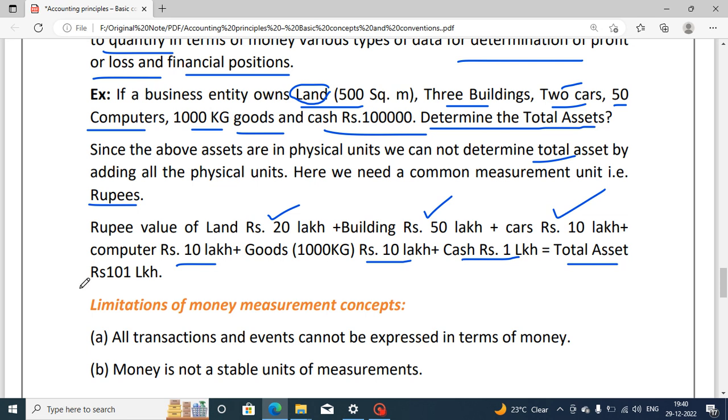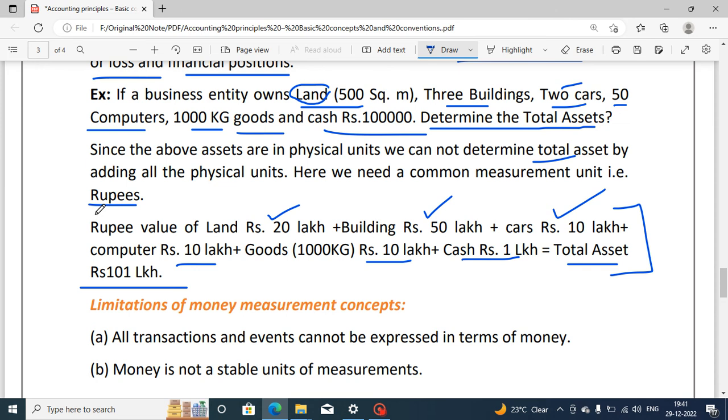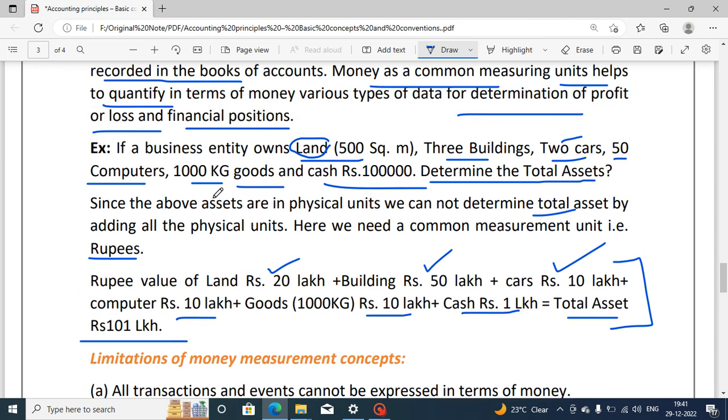So if we do not measure in terms of money, we cannot record our transactions, we cannot maintain our financial information. That's why we have to measure all the transactions in terms of money, those that are possible to measure in terms of money. If we are not doing so, we cannot present our financial data to the users of accounting. This is called the money measurement concept.